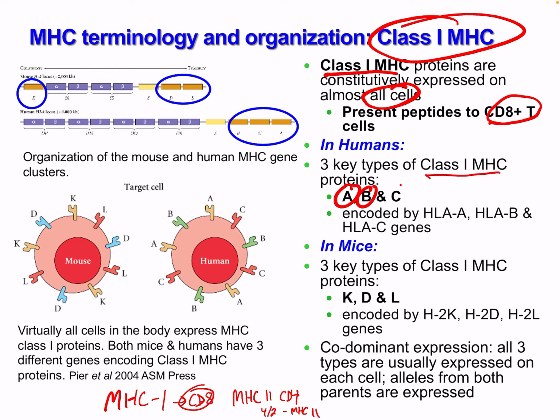So in humans, there are 3 types of class 1 MHC molecules. There's type A, B, and C, usually referred to as HLA-A, B, and C genes. In mice, there are 3 types as well, K, D, and L, and this is H2K, H2D, H2L. There's codominant expression, so all 3 types are usually expressed on each cell. So each cell will have multiple MHC1 molecules. It's not just the one type, and alleles from both parents are expressed. So virtually all cells in the body express MHC class 1 proteins. Most mice and humans have 3, but different genes code for them. So again, here we see the different codes.